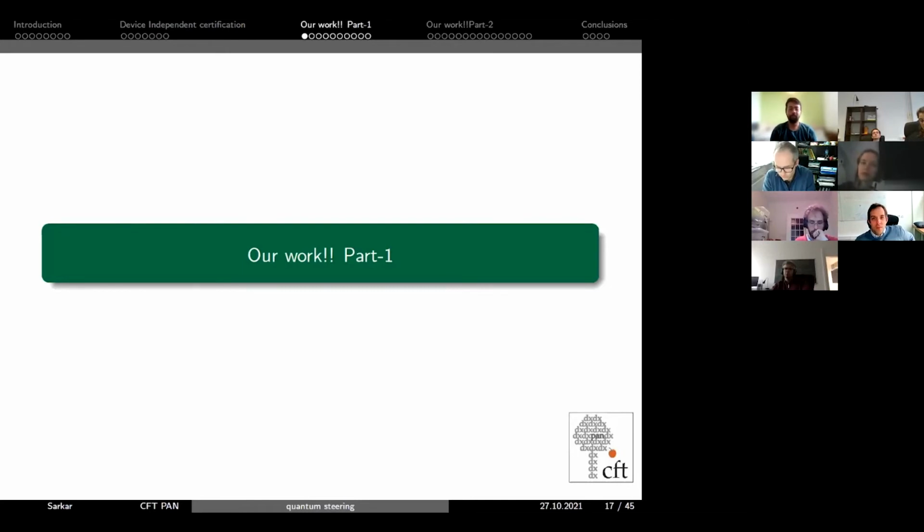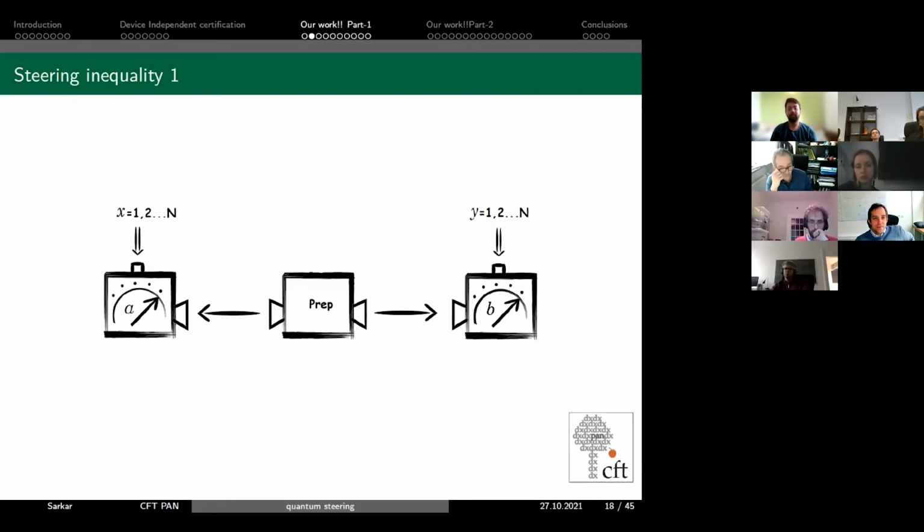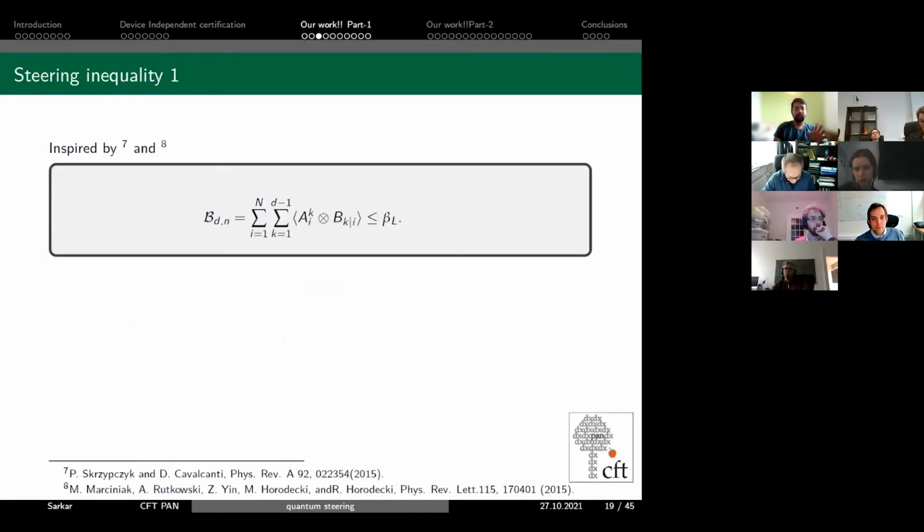So going to the first part of our work. The scenario that we consider is that there's a preparation device, there is Alice, there is Bob. Alice receives n inputs, and Bob also receives n inputs, and each of these corresponds to some d-outcome measurements. Now, inspired by these two works and also what we saw before, we generalized the two-setting, two-output Bell inequality, the steering inequality, to this scenario with an arbitrary number of inputs for Alice and Bob and an arbitrary number of outputs. As you can see here, this inequality holds only for projective measurements on Bob's side, but we don't assume any kind of projectivity on Alice's side.